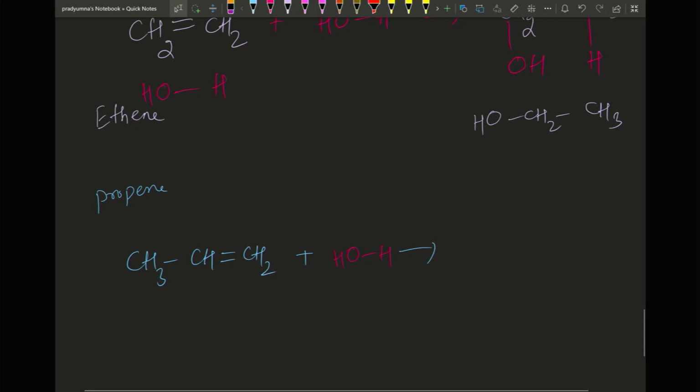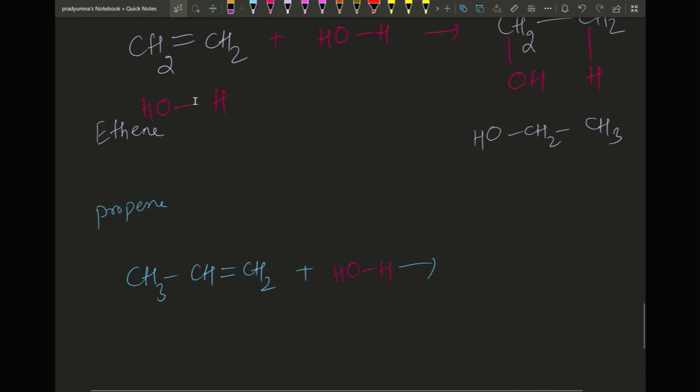Now, in the above example the alkene was symmetric, both sides are equal, so it doesn't really matter. But this is an asymmetric alkene. Why is it asymmetric? Because the left side of the double bond is different from the right side of the double bond. So you have two scenarios. You can make two products.